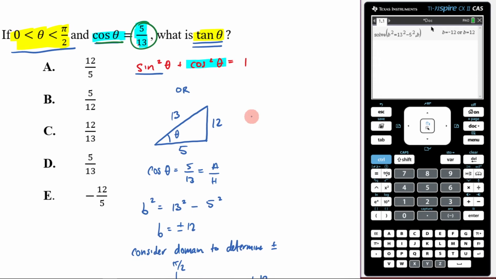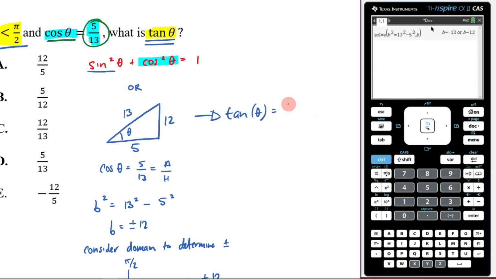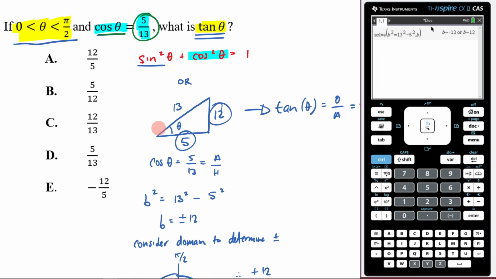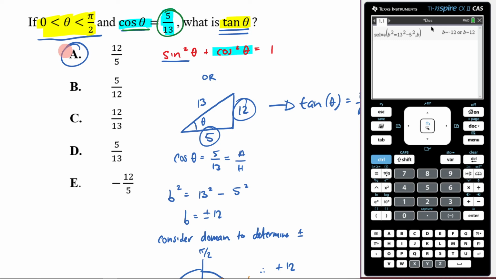Okay, then after all is said and done here, if they now want me to find tan of theta, it's simply going to be opposite over adjacent. Opposite is 12. Adjacent is 5. It will be 12 on 5. My answer is A. And take note that it's not E because this one's negative. So they're trying to throw you there with that negative.